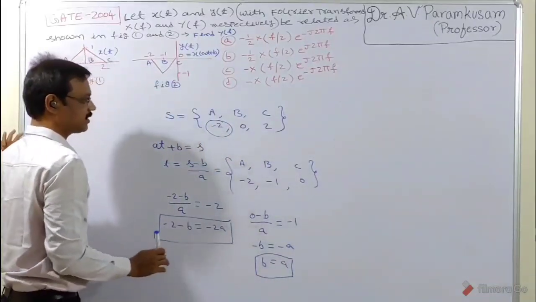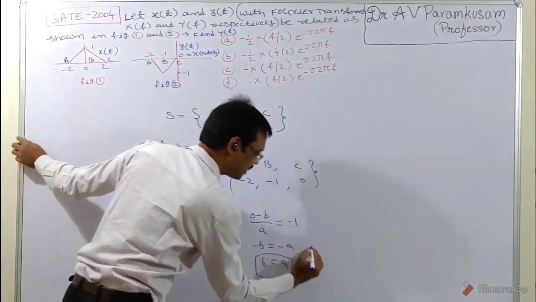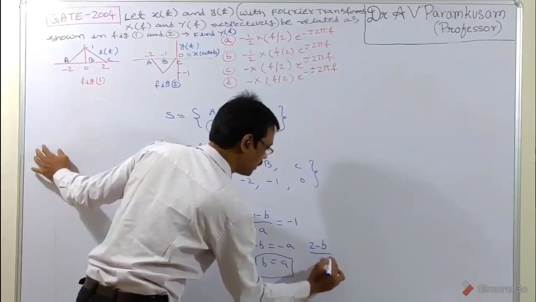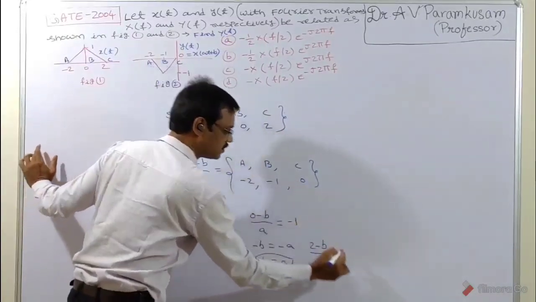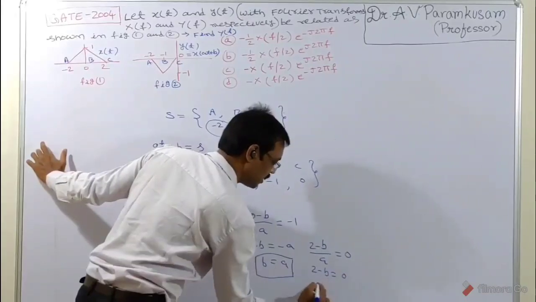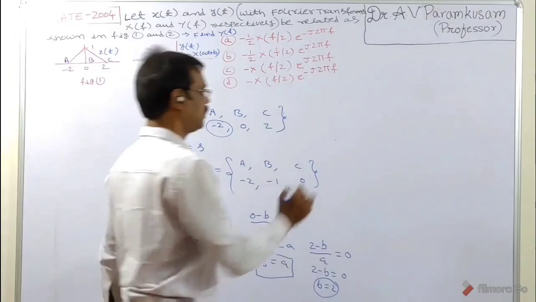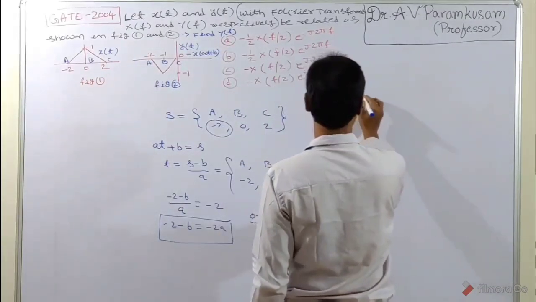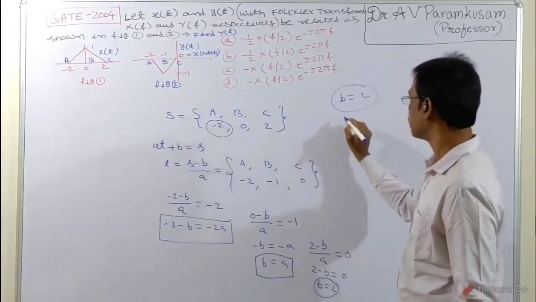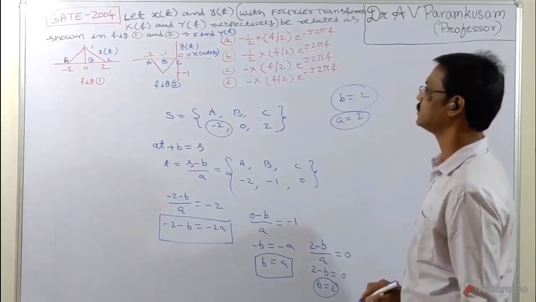Okay, this is the second equation. The third equation: you substitute 2 in place of s. Then 2 minus b by a is equal to 0. Then 2 minus b is equal to 0 and b is equal to 2. When b is equal to 2, you just observe this one: b is equal to a. So a is also equal to 2. So a is equal to 2, b is equal to 2.